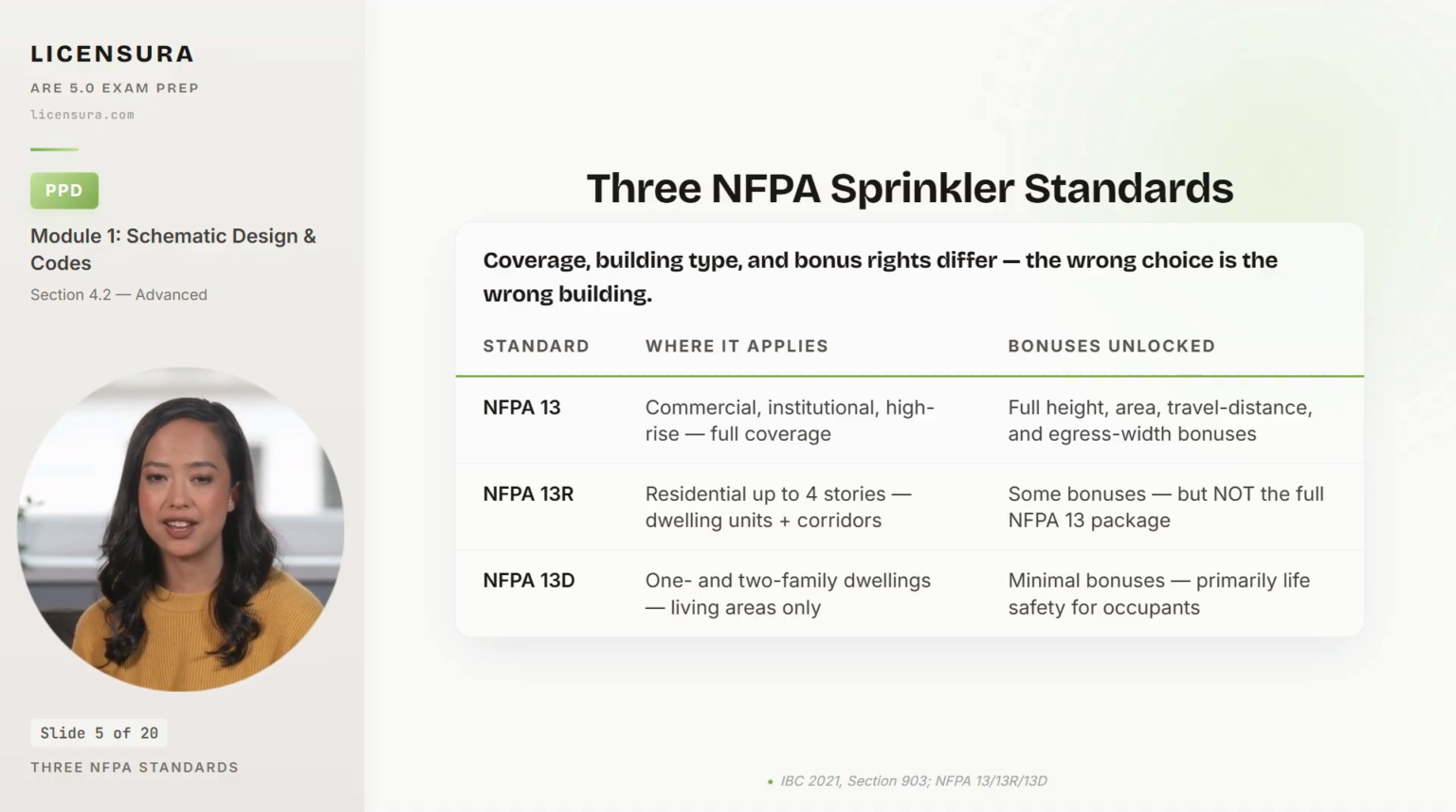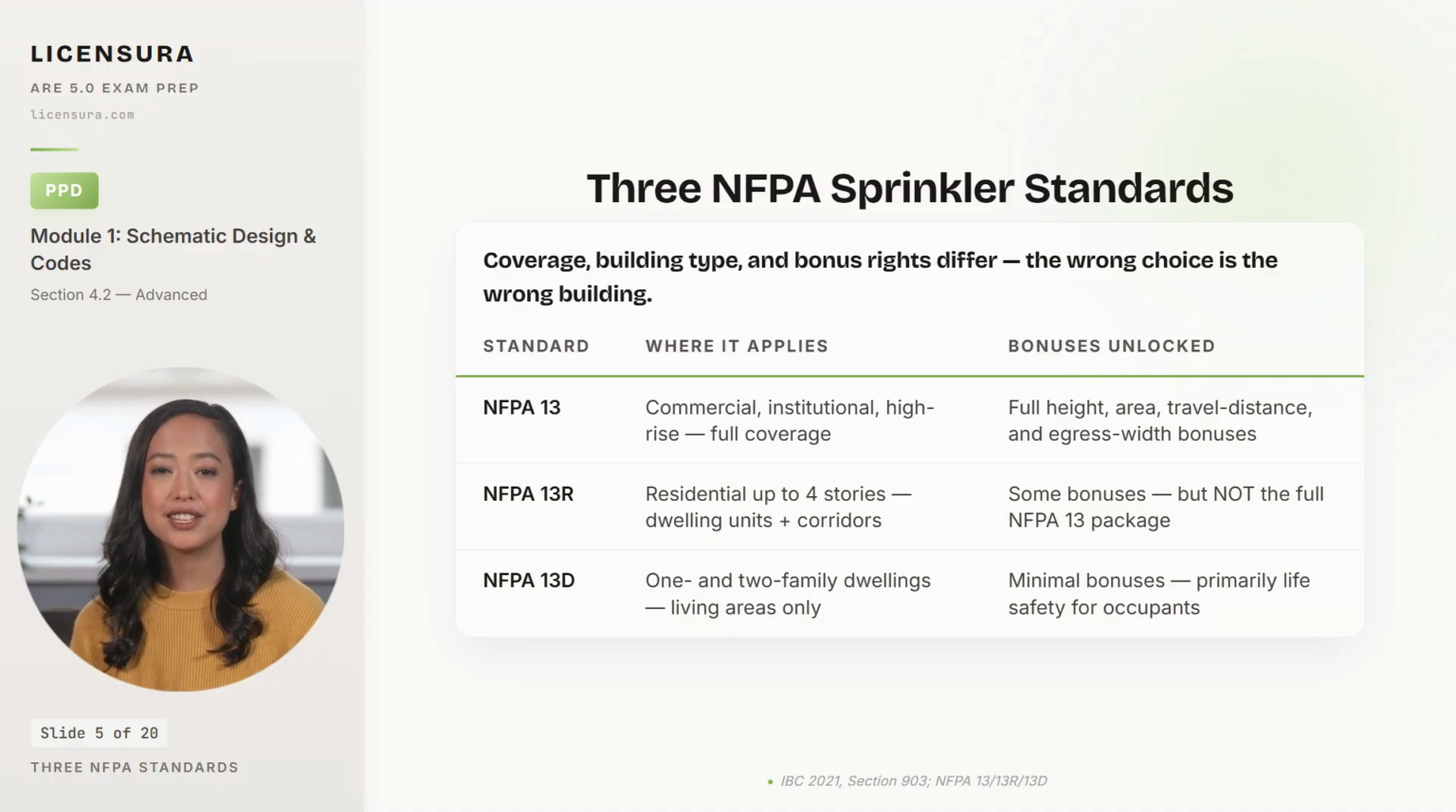NFPA 13R is the residential standard for buildings up to 4 stories. It covers dwelling units and common corridors but exempts attics, closets smaller than 24 square feet, and small bathrooms. Because the coverage is partial, the code bonuses are partial. Some height and area relief, but nowhere near the NFPA 13 package.